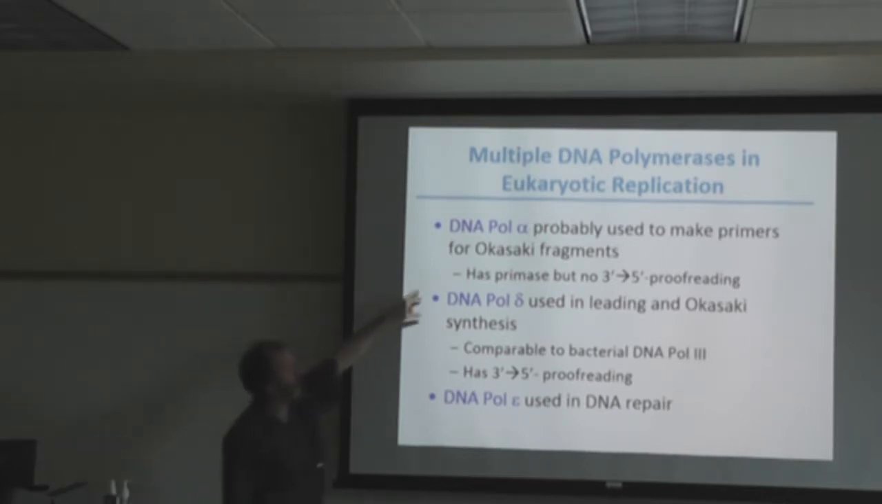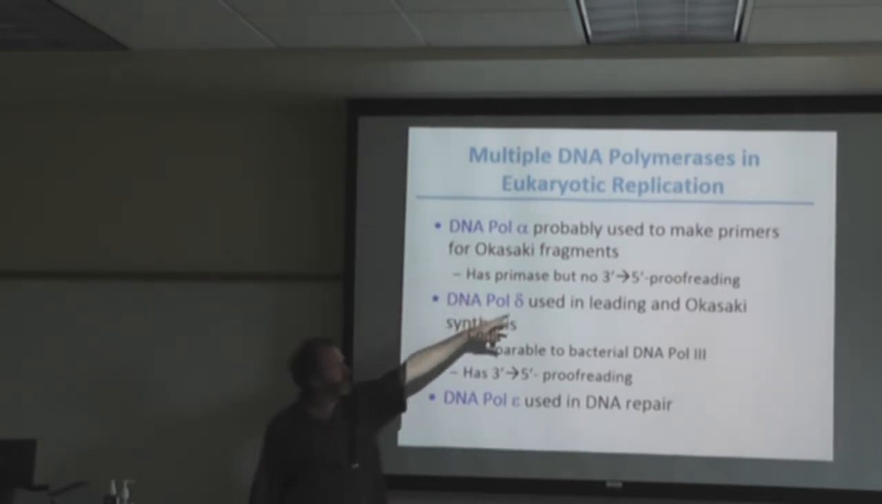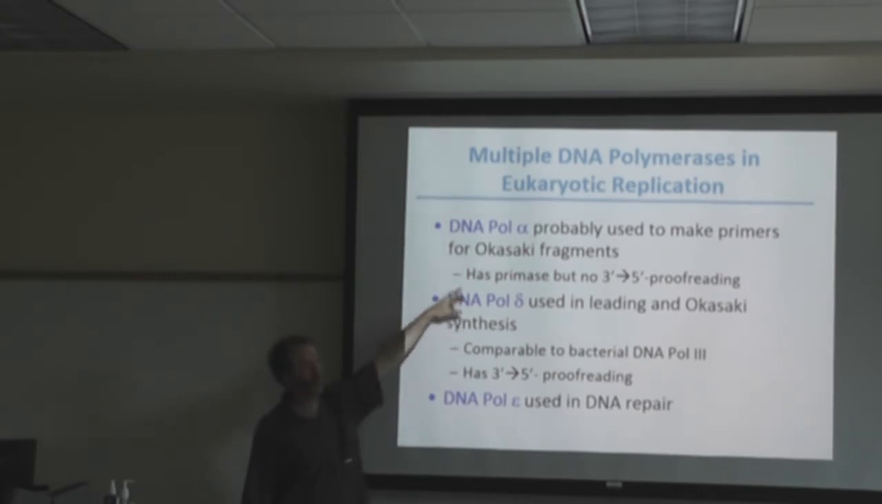DNA polymerase alpha is probably used to make the primers for the Okazaki fragments. It has primase, but not 3 to 5 prime proofreading ability. So this is a place to introduce errors, but it's introducing errors in the RNA primers, right?